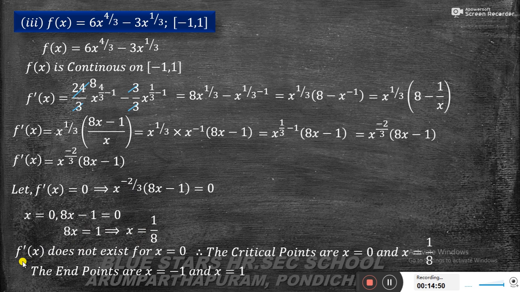Therefore f dash of x does not exist for x equal to 0, because if we take x equal to 0 it comes to 1 by 0, infinity. So the critical points are x equal to 0 and x equal to 1 by 8. The end points, here you see the limit, are minus 1 and 1. Now we find the values for x equal to 0, x equal to 1 by 8, x equal to minus 1, x equal to 1.